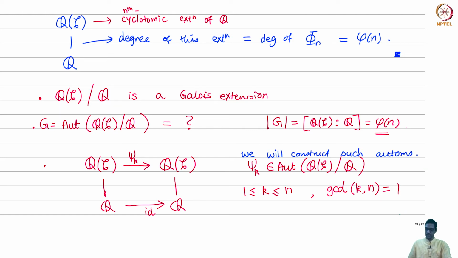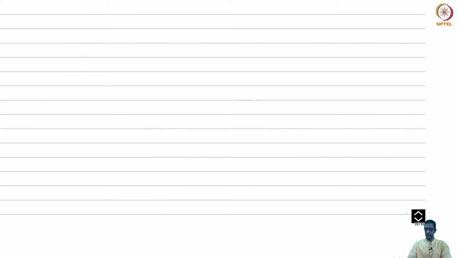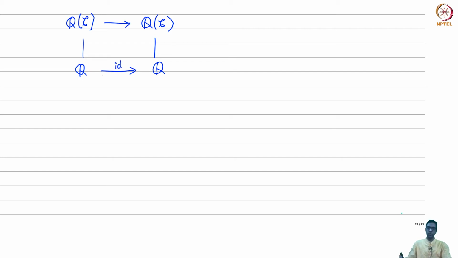So how does one do this? We already have the various ingredients required to construct such a map. Recall from what we have done before that when I have this extension Q(zeta), how do I construct an automorphism? An automorphism is uniquely identified once I know it is the identity on Q and I say what zeta maps to. I must find a suitable candidate to map zeta to.